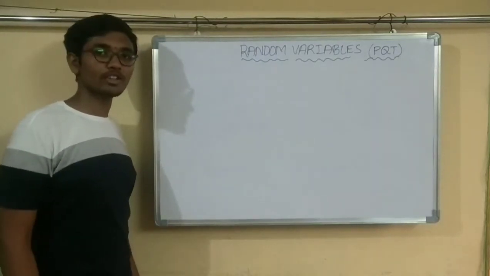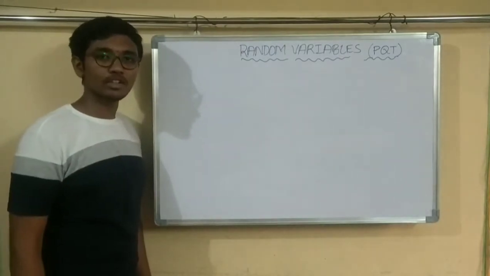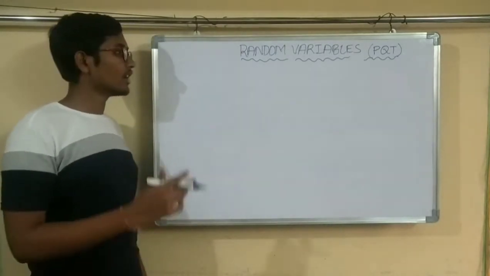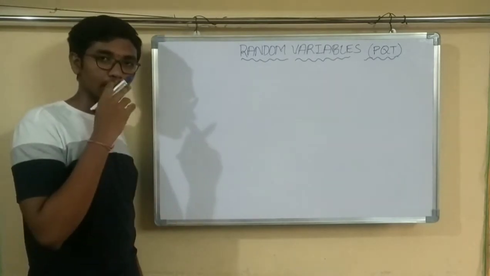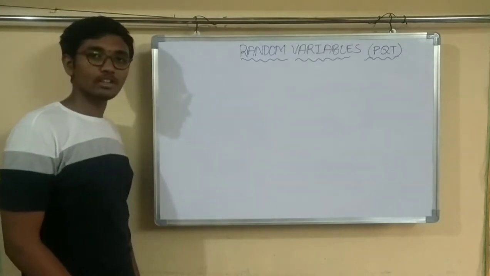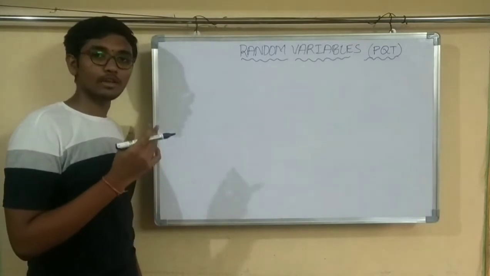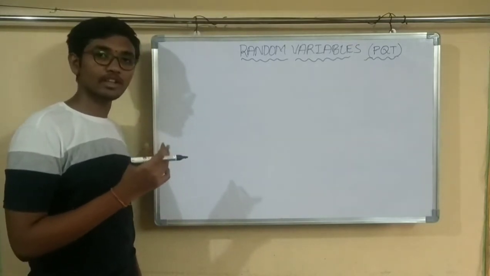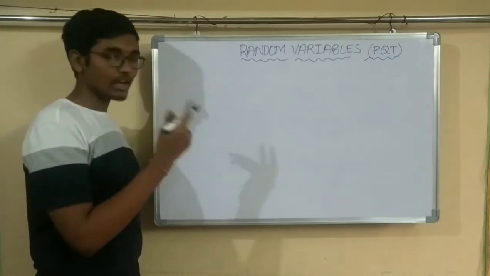Today we are going to discuss the problems on finding the mean and variance of a discrete random variable, and we are also going to discuss the continuous random variable problems. In the last class we discussed the basic formulas of random variables and some problems to find PDF, CDF and probability of x values. So let's start our class.